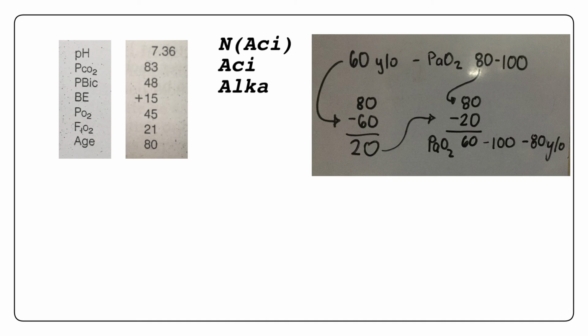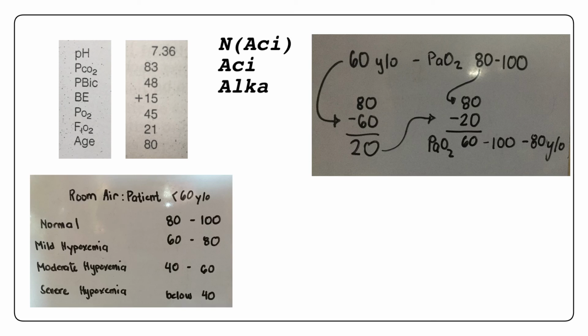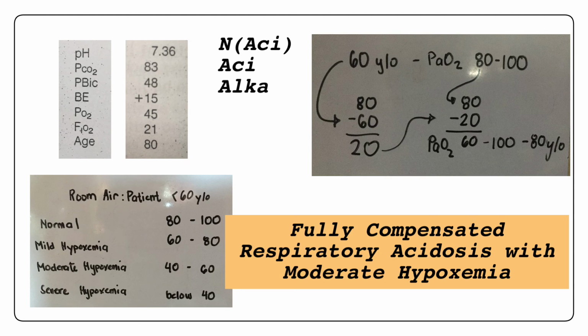But before completing the result, we have to look at the FiO2. The FiO2 is 21%, which means the patient is not on oxygen support. So we will be using the table guidelines, the mild, moderate, and the severe. So the ABG result is fully compensated respiratory acidosis with moderate hypoxemia.